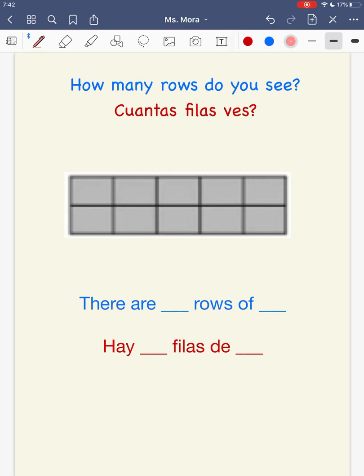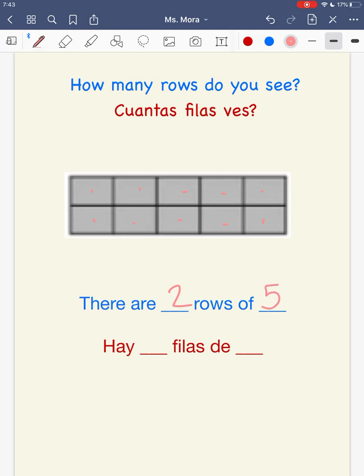Okay, guys, so if I'm looking at the rows for this array, okay, here is one row up top here. Here is another row down below here. Okay, so I'm going to say there are 2 rows of, and then I just count the number of squares in each row. Okay, and my top row has 1, 2, 3, 4, 5. And my bottom row has 1, 2, 3, 4, 5. So there are 2 rows of 5.